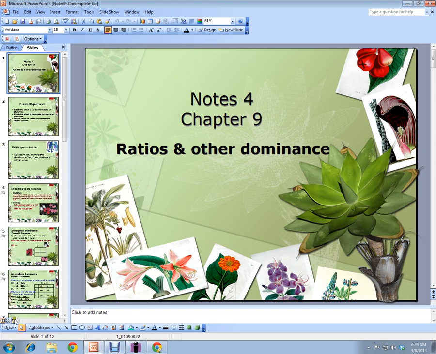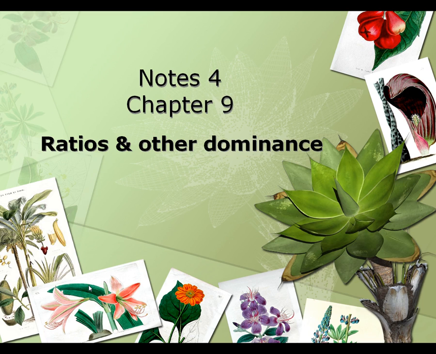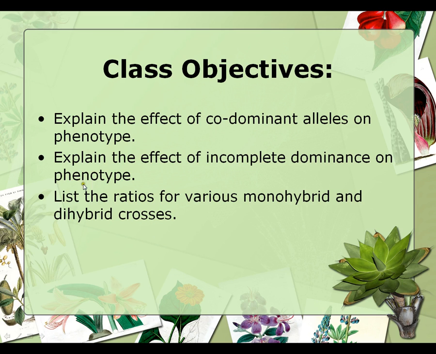Okay, this is part 2 of the lesson. We're going to go over some ratios and then incomplete dominance and codominance. So, after the slideshow today, you should be able to explain the effect of codominant alleles on the phenotype, explain the effect of incomplete dominance on the phenotype, and then list the ratios for various monohybrid and dihybrid crosses.